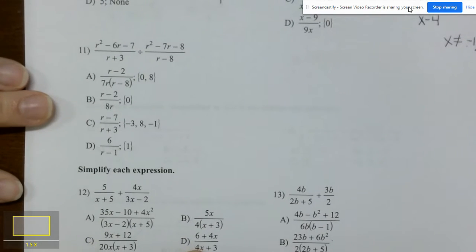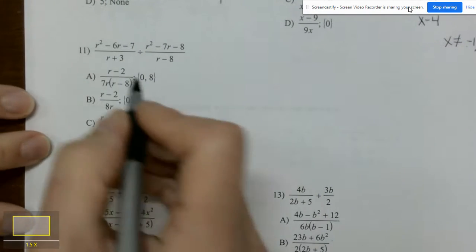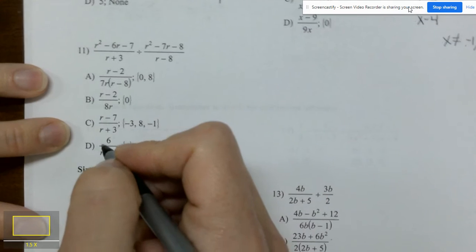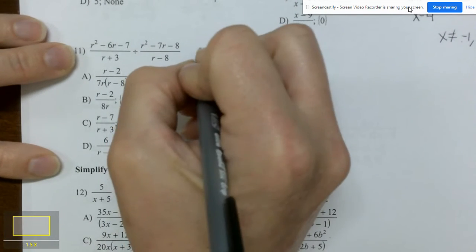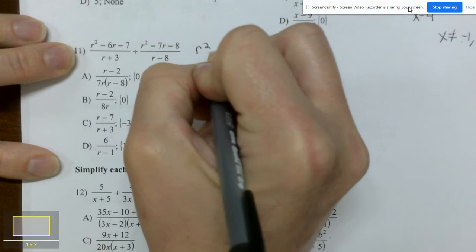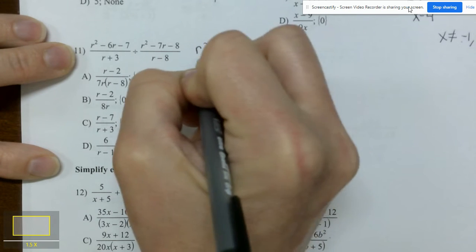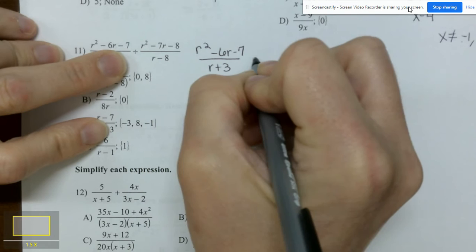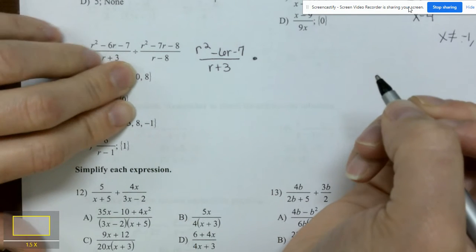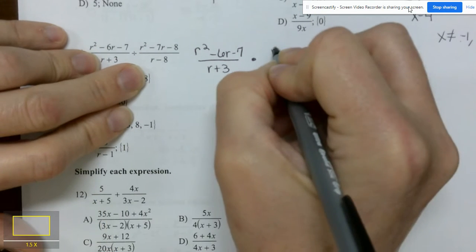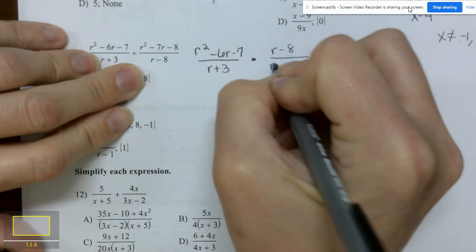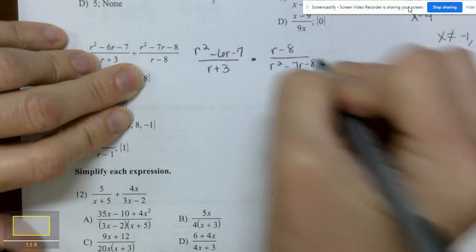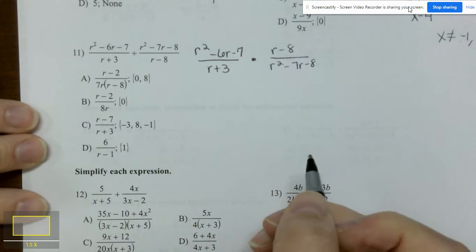Okay, for problem 11, again, we're doing division here. So we're going to have to do the keep, change, flip first. So r squared minus 6r minus 7 over r plus 3. We keep that one. Now we change the division to multiplication, and then we flip the second one: r minus 8 over r squared minus 7r minus 8. Okay, now we need to factor.